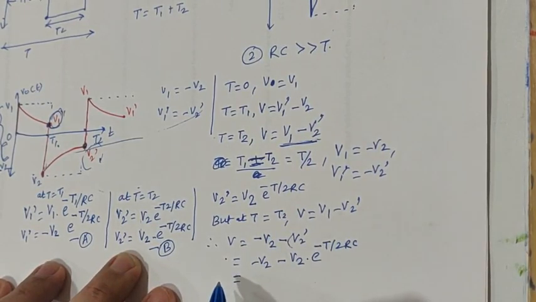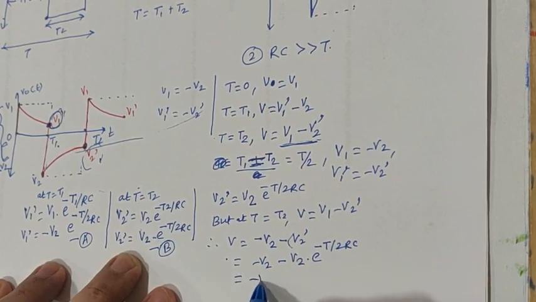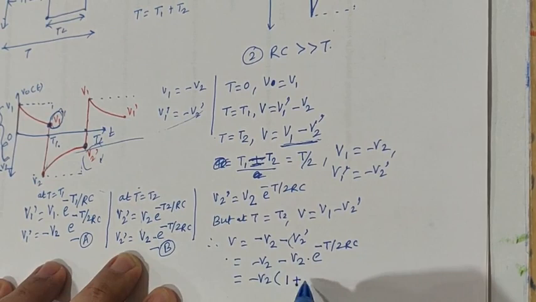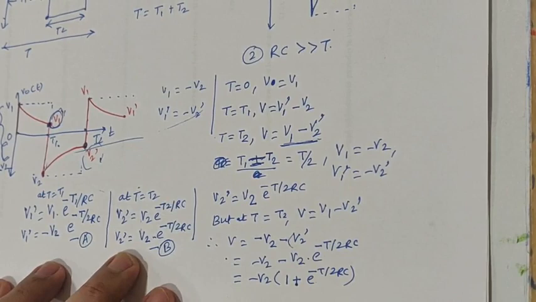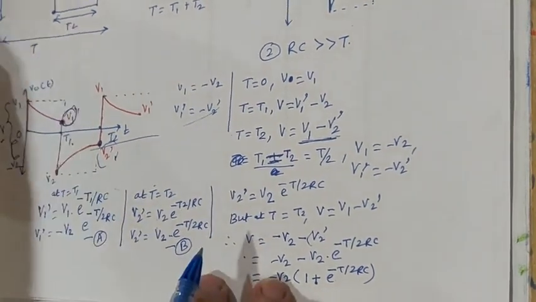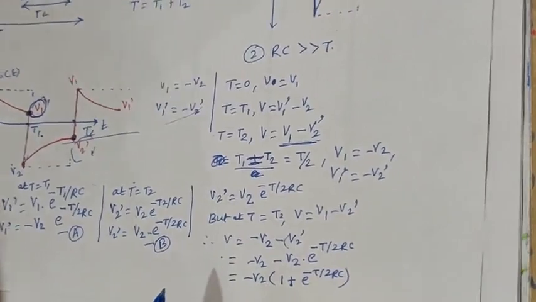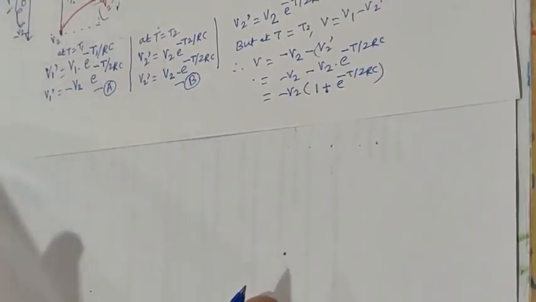Okay, then what I will be doing is, let us take minus V2 common. If I take minus V2 common, what will happen? It will be 1 plus e to the power minus T by twice RC. Okay. Now from here I can get the value of V2. So let us try to get the value of V2. I will be writing it on the second page, keeping this page alive so that you will understand, because we have started with this. Okay. So let me have this equation.